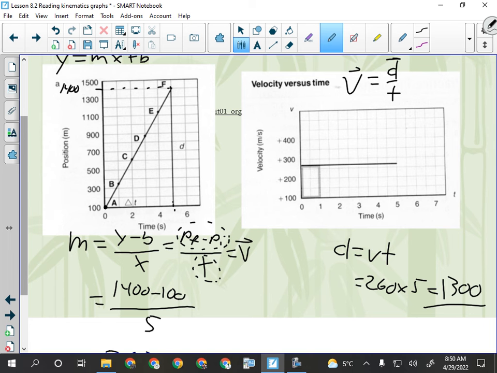1300. Is that an accident, or is it a fluke, or is that like on purpose? It's on purpose. They're showing the same motion. I better get the same number. Okay, we're talking about the same object. It had better come out to the same thing.